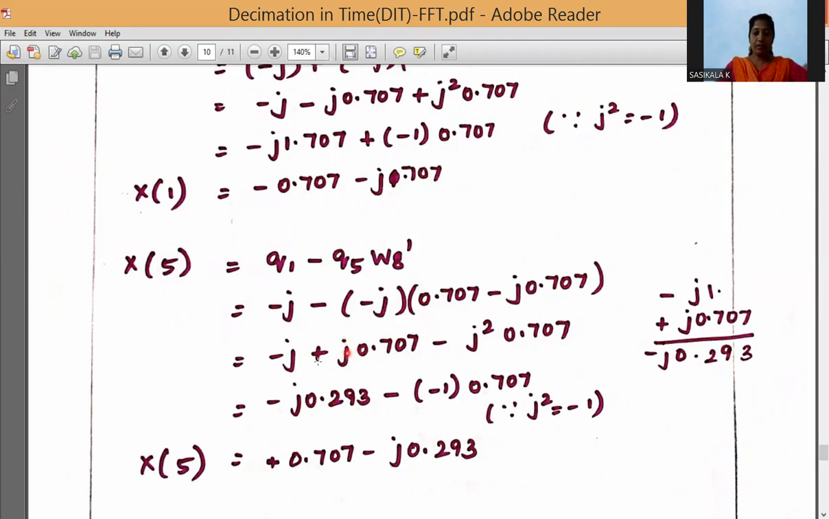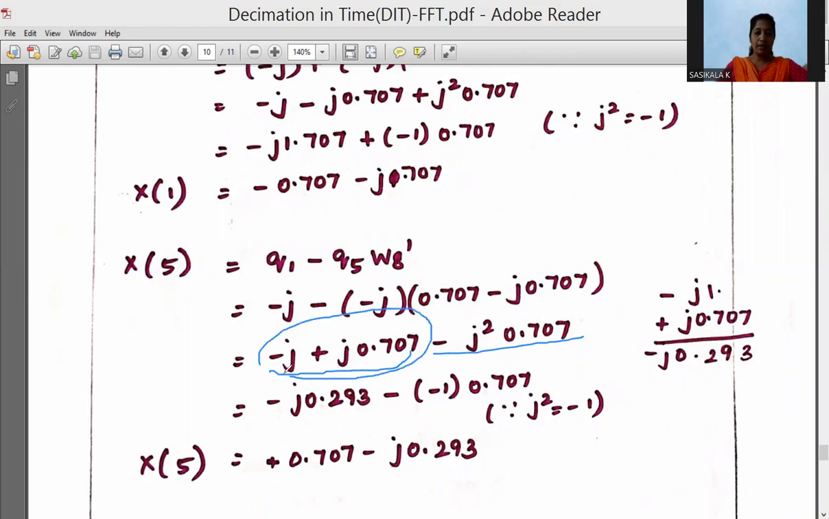Now consider the imaginary terms. Here these two are the imaginary terms, because j squared is equal to minus 1, so this becomes the real term. So I have only these two as the imaginary terms. For these imaginary terms, the coefficient of j is minus 1 and again the coefficient of j is plus 0.707. So here minus 1 plus 0.707, what do you get? So put 0.